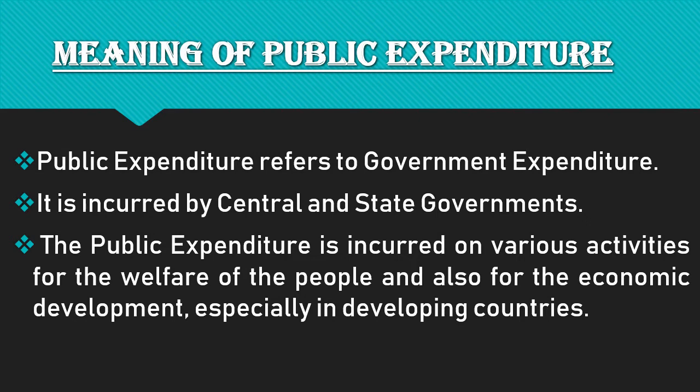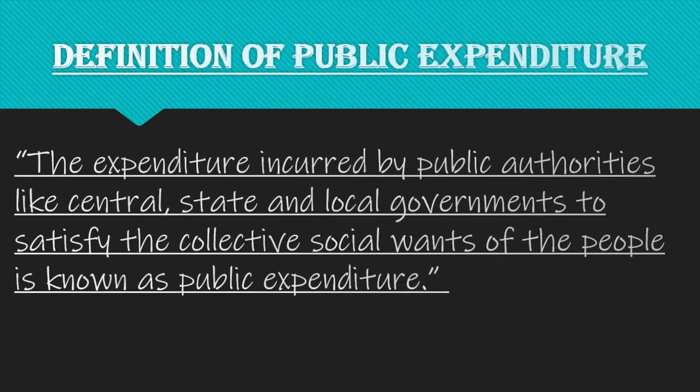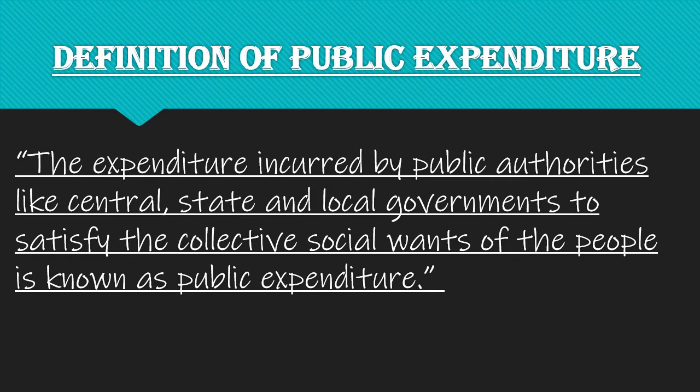First of all, we will move to the definition of public expenditure. Then later we will move to the examples that will make things clear in your mind. The definition of public expenditure is the expenditure incurred by public authorities like central, state and local governments to satisfy the collective social wants of the people.